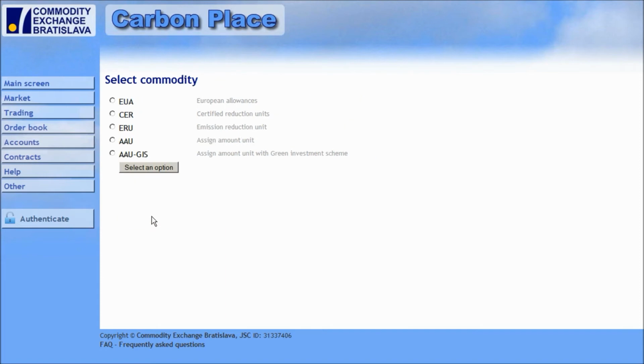Now choose a commodity you would like to trade. In the auction you can trade any commodity available at Carbon Place. If you need to auction special carbon credits or you need some special conditions, please contact us. We will auction the EUAs in this tutorial.